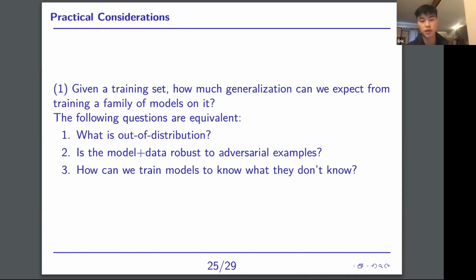They're actually equivalent to this question of how much generalization can you expect. So when people talk about what is in or out of distribution, that's the same question. When people talk about whether something is robust to adversarial examples, it's also the same question. And also when people talk about uncertainty in models, like how can you get models to know what they don't know? I also believe that this is equivalent to the question of how much generalization can you expect.